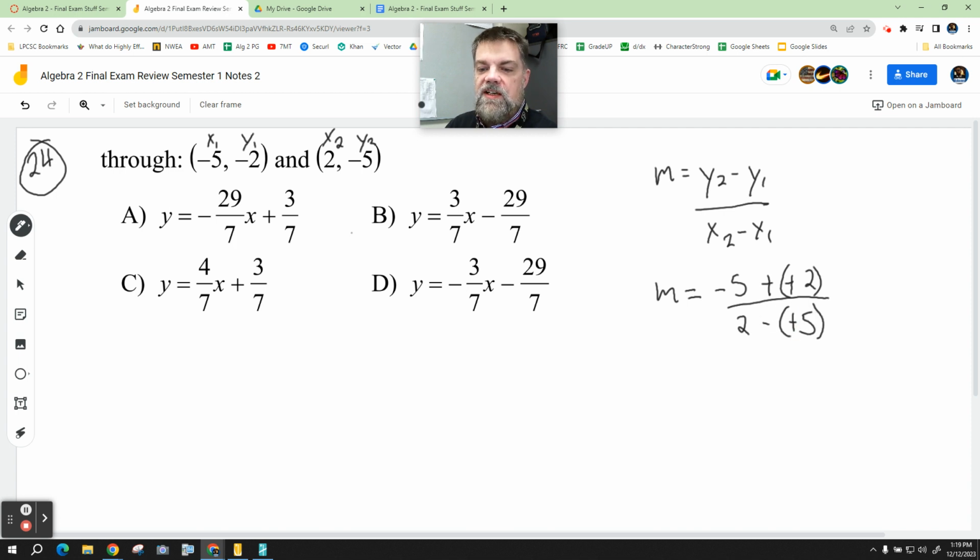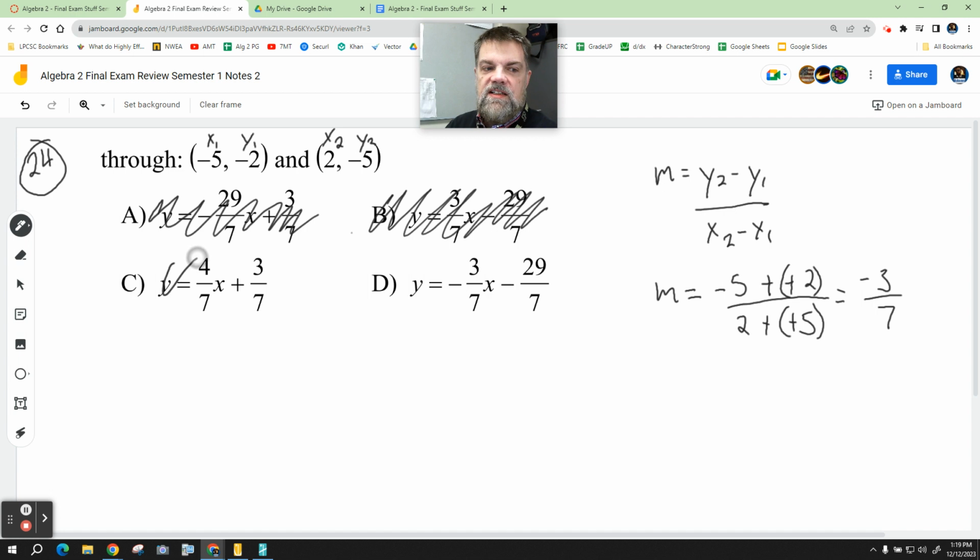So when you minus a minus, that becomes a plus. So I've got negative 5 plus 2 is negative 3, all over 2 plus 5, which is 7. So immediately I know it's not B, and I know it's not A, and it certainly isn't C. So D's probably the answer, but let's crank through the math and double check.